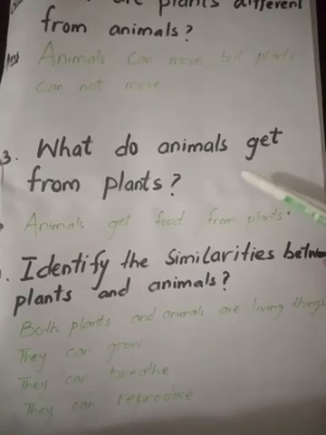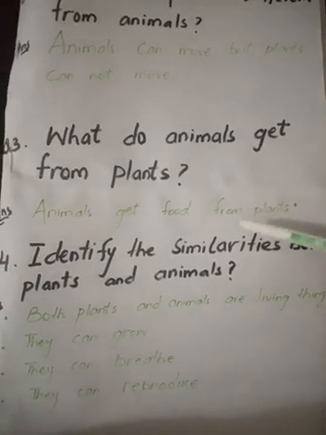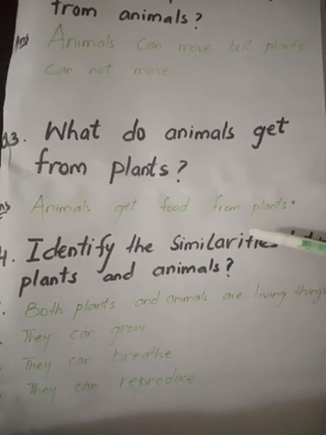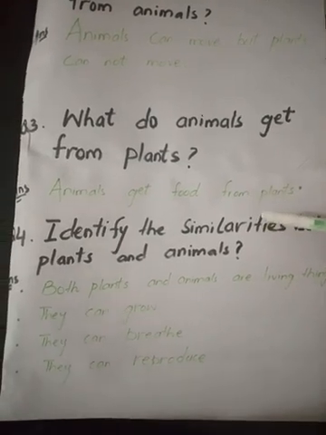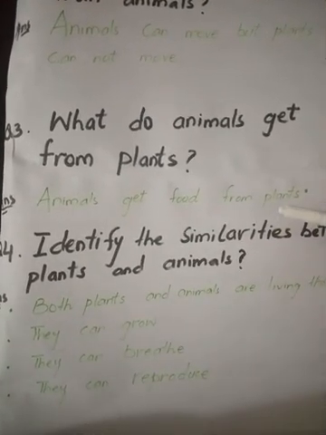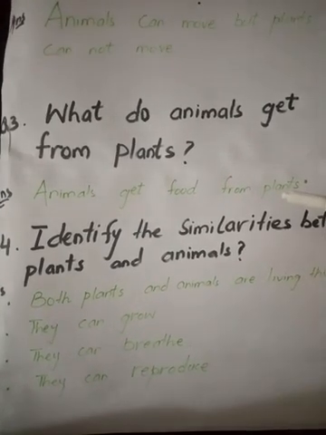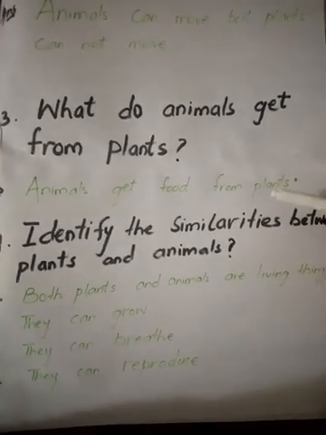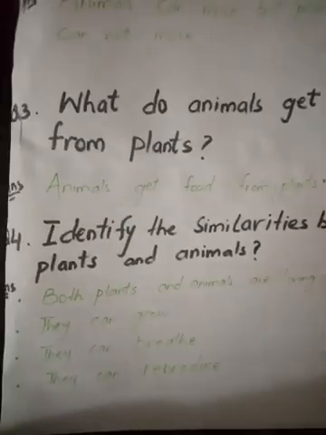What do animals get from plants? Other question is, what do animals get from plants? Animals get food from plants, like the plants of rice, sugarcane, grains, and you like to eat fruits, so they all come from the plants.